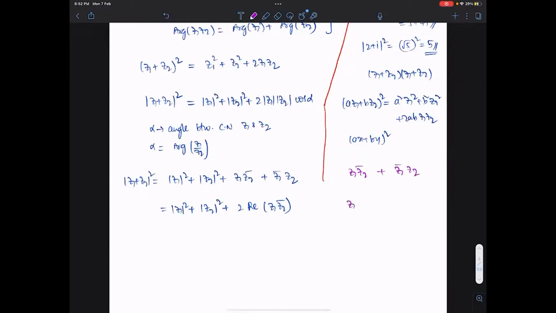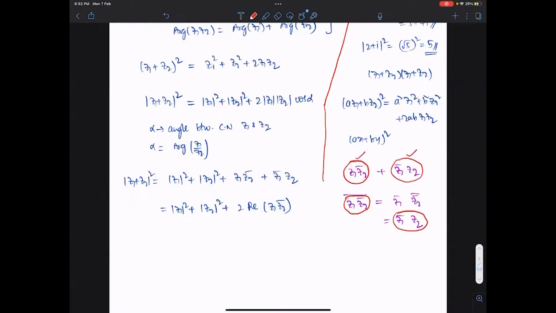Now, what is the conjugate of z1 z2 bar? It is z1 bar, z2 bar bar, because the conjugate rule is that (z1 z2) whole bar can be written as z1 bar into z2 bar. These basic rules you must know; just revise if you are forgetting them. Now z2 bar bar is z2 only. So the conjugate of z1 z2 bar is z1 bar z2. Both are conjugate to each other.